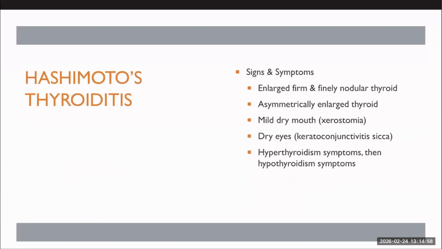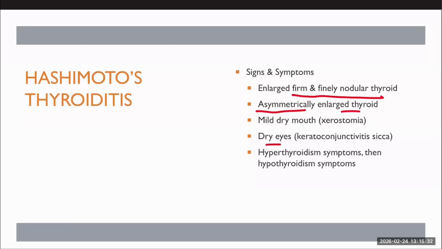Signs and symptoms, enlarged, firm, finely nodular thyroid. When it comes to the thyroid, it's very important to differentiate. Are they painful lesions, painful masses? Are they non-tender? Are they firm, rubbery? Or are they loose and mobile? So these are very important things to start picking up when it comes to different types of thyroid problems. Asymmetrically enlarged thyroid, so like one lobe will get enlarged versus the other one.